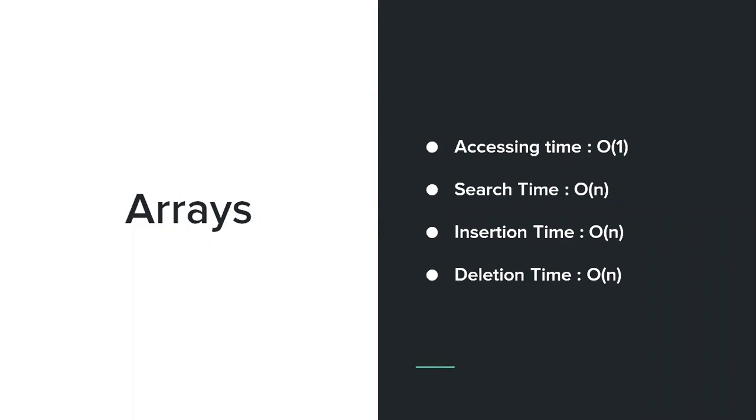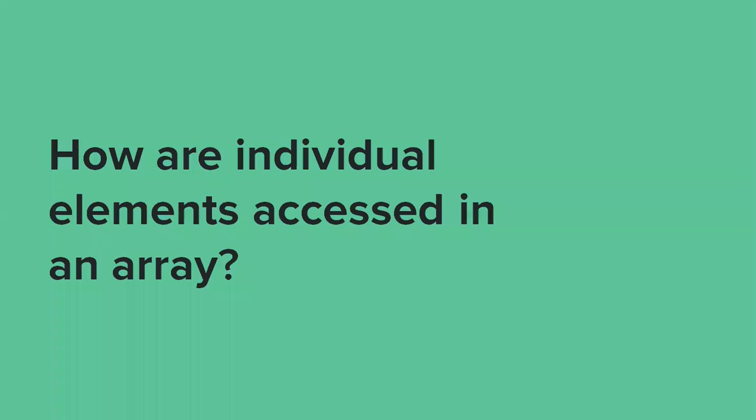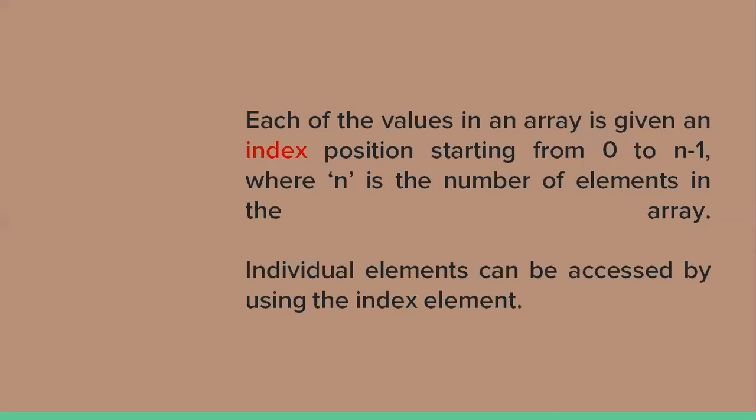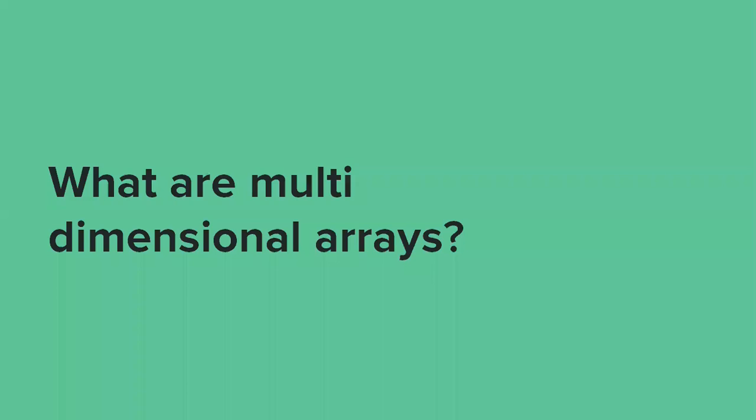When it comes to the accessing time of an element in an array, it is big O of 1, search time is big O of n, insertion time big O of n, and deletion time big O of n. How are individual elements accessed in an array? To access any element in an array, we use index. Each of the values in an array is given an index position starting from 0 to n minus 1, where n is the size or length of the array. Individual elements can be accessed using the index.